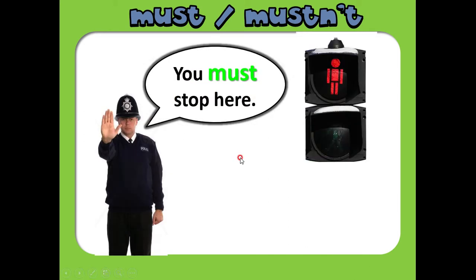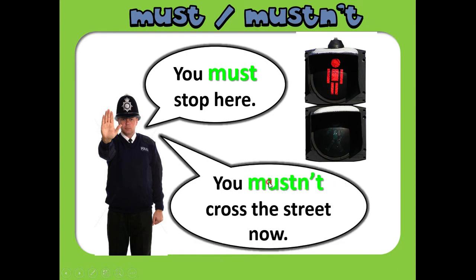The next one. Look at the sign here. It is red. That means people are not allowed to cross, right? Because it's red. So you have to say you mustn't cross the street now because the light is red or the sign is red.